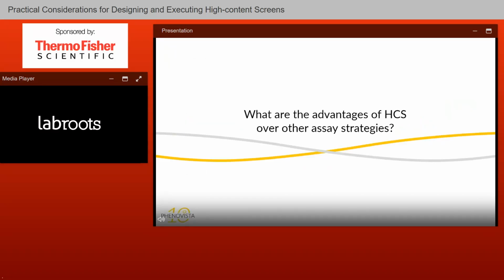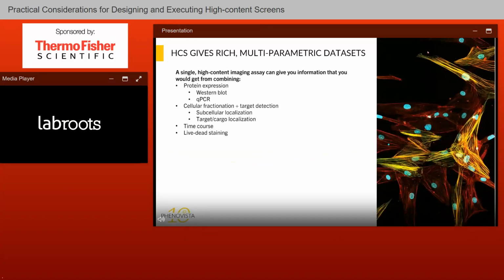So, what are the advantages of high content over other assay strategies? We'll go through a little bit of that. I would say the main advantages of high content is in the name. You get lots of content, you get lots of information. It can be a good thing and a bad thing. Sometimes it can be overwhelming, but with the tools available today, it's a lot easier to mine through that data.